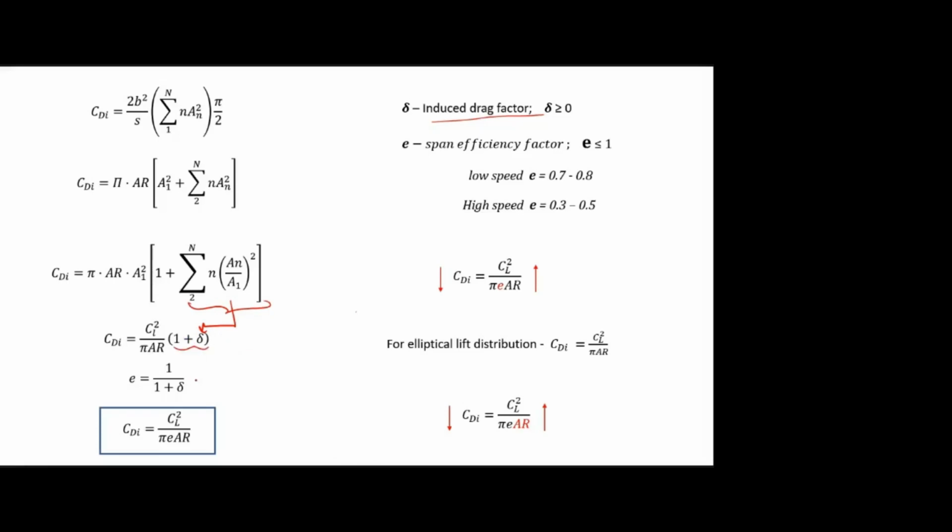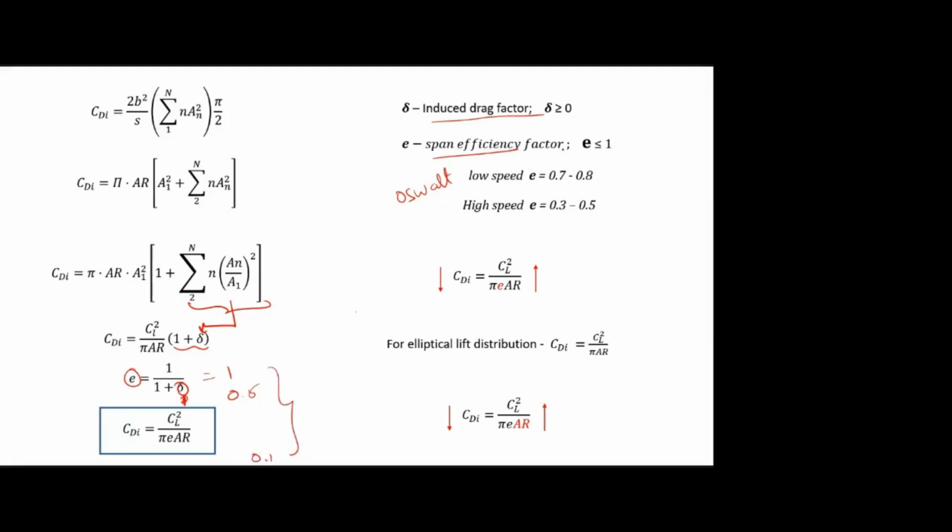This term further they are simplifying, that is 1 divided by 1 plus del. They are writing as E, span efficiency factor, or Oswald, scientist name, Oswald efficiency factor. You see this del varies from 0 to some positive value. Okay, so if you substitute 0, you will get E is equal to 1. If you substitute, for example, 1, you will get E is equal to 0.5, like that. This E is the factor, it varies from not 0, maybe some smaller value, 0.1 to 1.